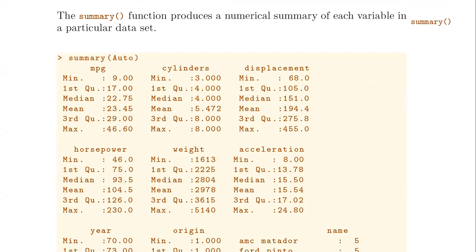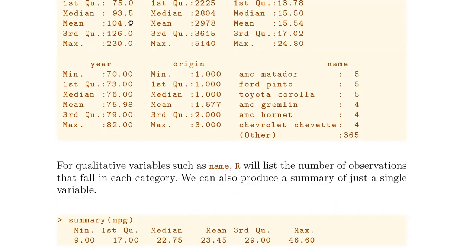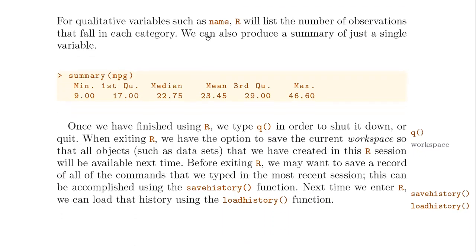The summary function produces a numerical summary of each variable in a particular data set. We've often done this. If it's numerical data, it will give you the quartiles as well as the mean. If it's qualitative, it will give you like a frequency table. So there are 5 AMC Matadors, there are 5 Ford Pintos, etc., etc.